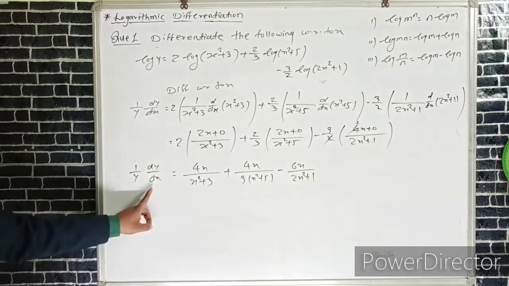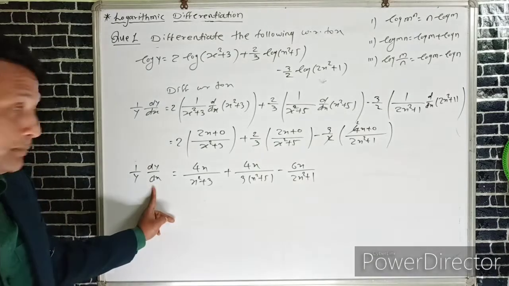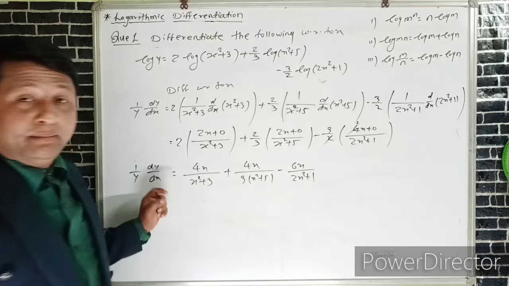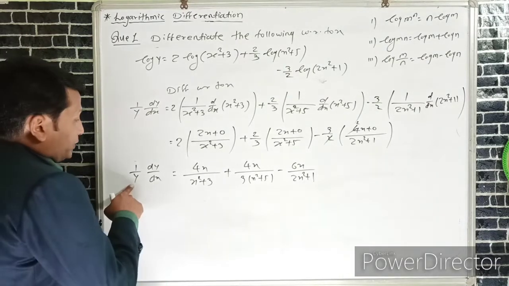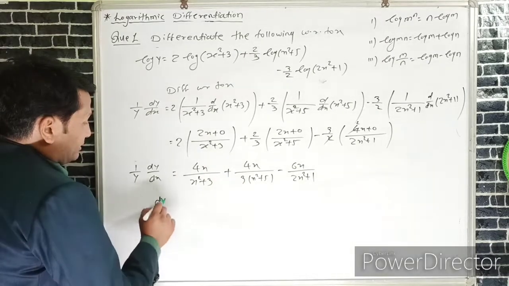We have to find the derivative, dy by dx. It means that we have to find only the value of dy by dx. Then we shift this y to the right side.